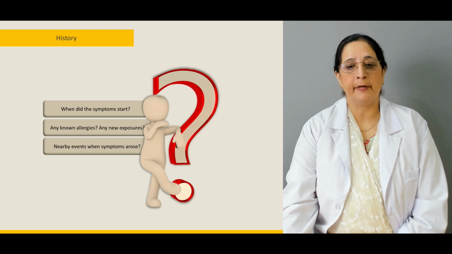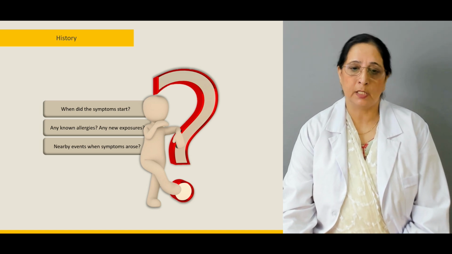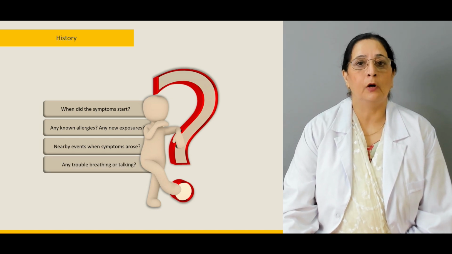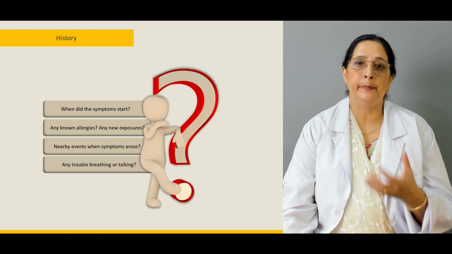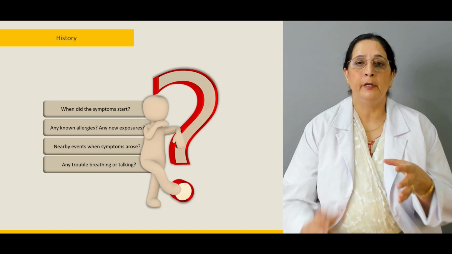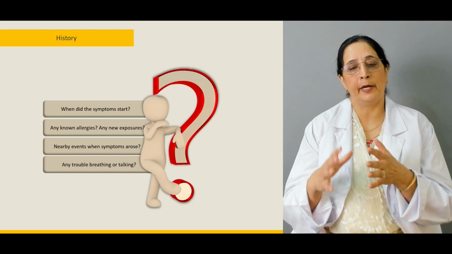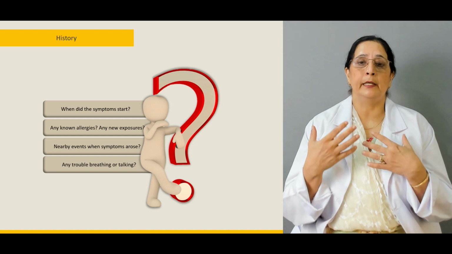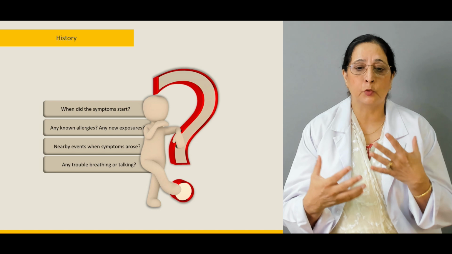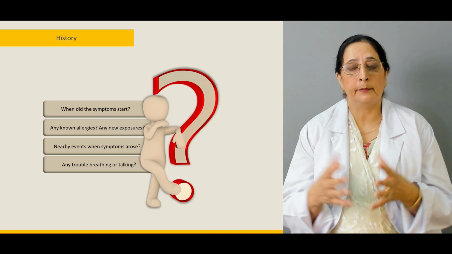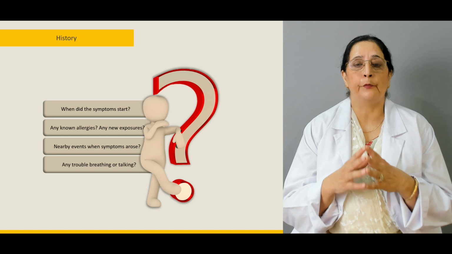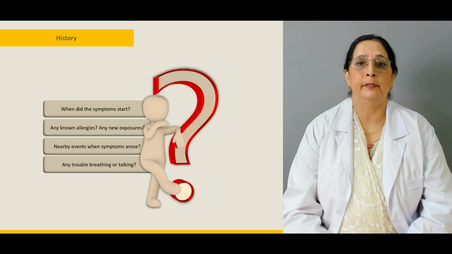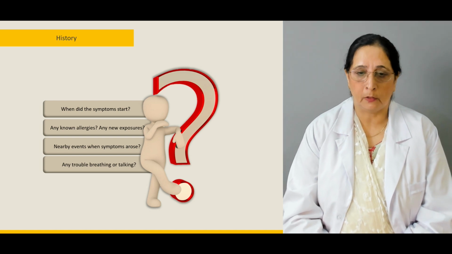Next, nearby events when the symptom arose. Again, that's an important question. Any trouble breathing or talking? If they have any problem in breathing or talking, we already went over all those red flags, which are important because of conditions like oropharyngeal swelling, respiratory compromise, and respiratory failure. We should ask if there is any problem in breathing or talking.